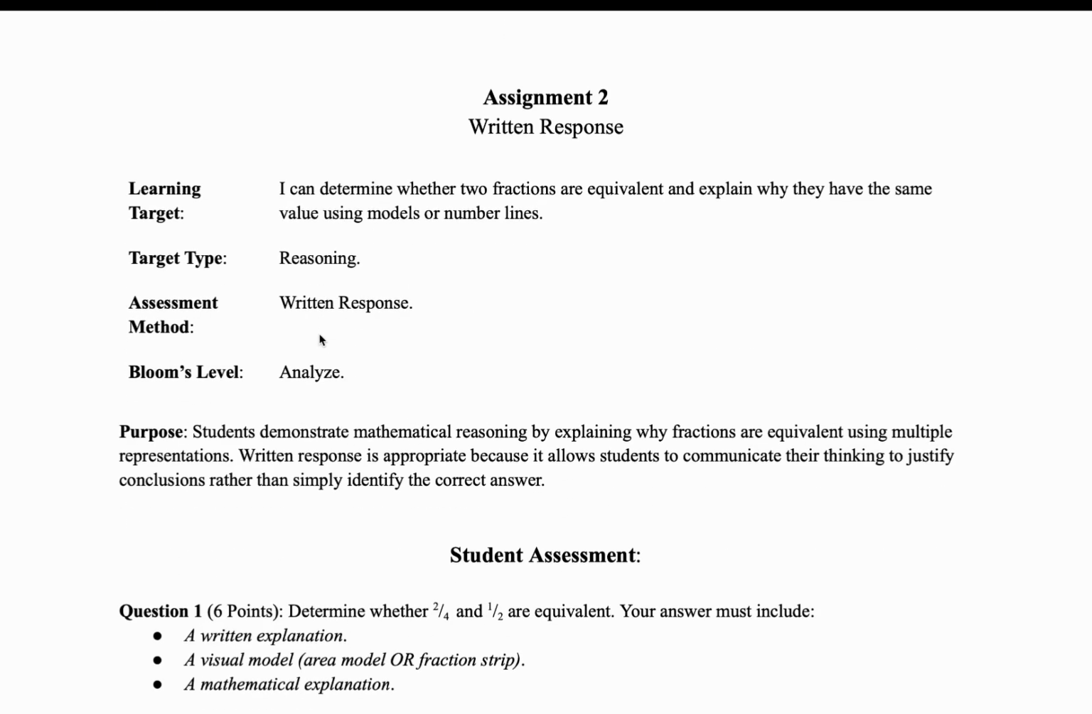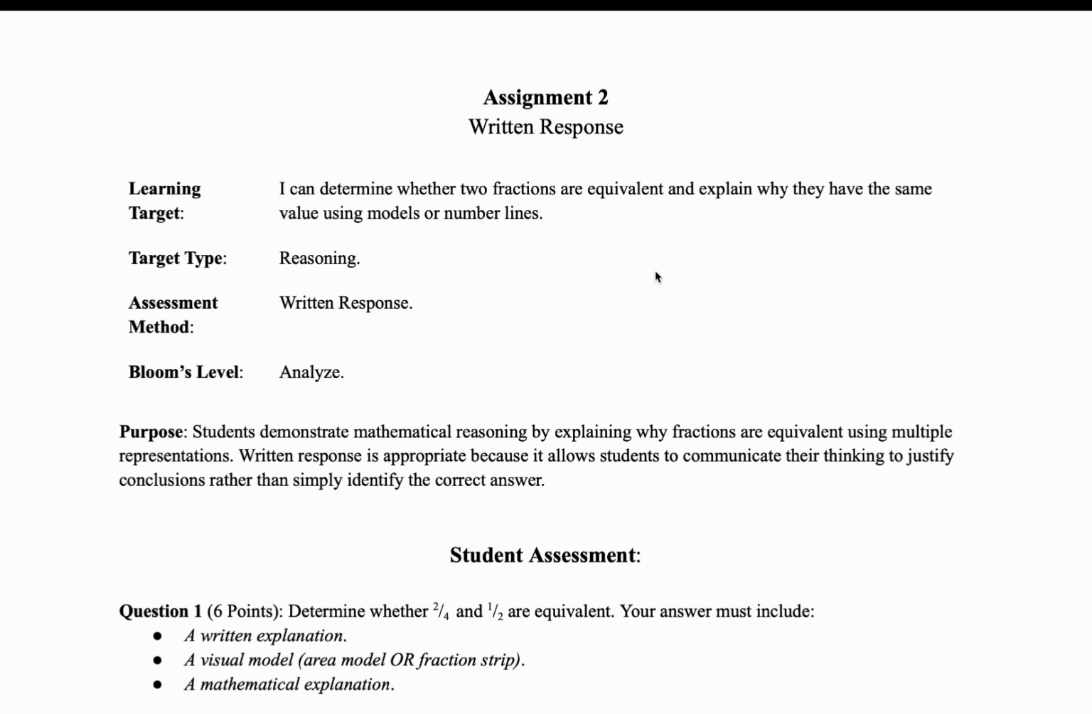Now, assignment 2, the learning target is I can determine whether 2 fractions are equivalent and explain why they have the same value using models or number lines. So this target focuses on reasoning. So I selected a written response assessment because students need to explain their thinking rather than just identifying an answer. This will allow me to assess whether the students understand why fractions are equivalent.